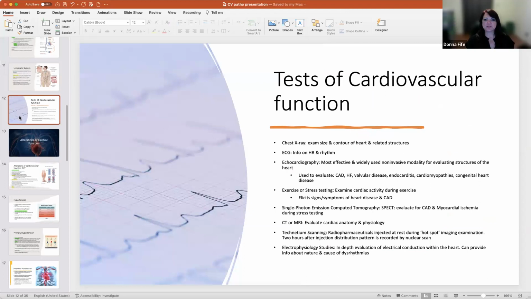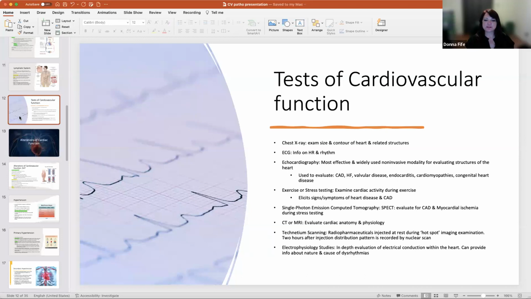Tests of cardiovascular function. An X-ray can be done if we want to look at the size and contour of the heart and the related structures. EKG can tell us information on the electrical conduction system of the heart, heart rate and rhythm. Echocardiogram, this is the most effective and widely used non-invasive modality for evaluating structures of the heart. You can do an echocardiogram to evaluate coronary artery disease, heart failure, valvular disease, endocarditis, cardiomyopathies, and congenital heart disease.